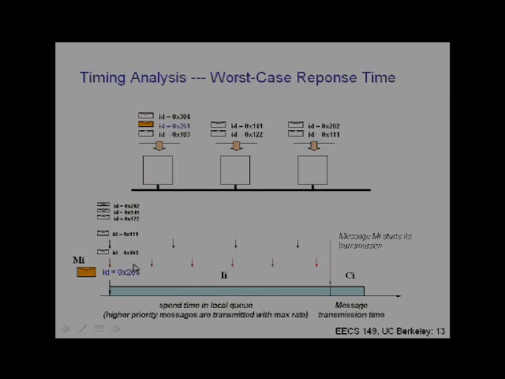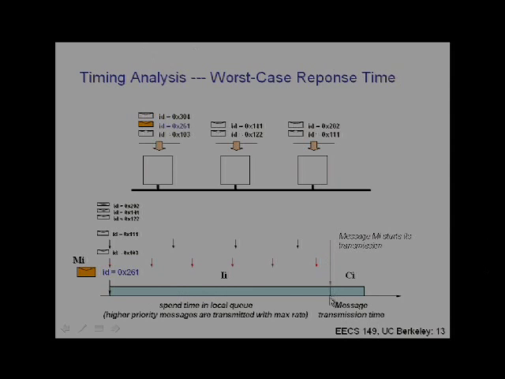I sub I is the interference time. So MI is ready to be sent right here, but it's not sent until this time point. The reason is because other higher priority messages keep preempting it. So the time in which MI sits in the queue is the interference time. It's the time when it can't be sent, right? And at some point, MI becomes the maximum priority message, and then it is put on the bus.